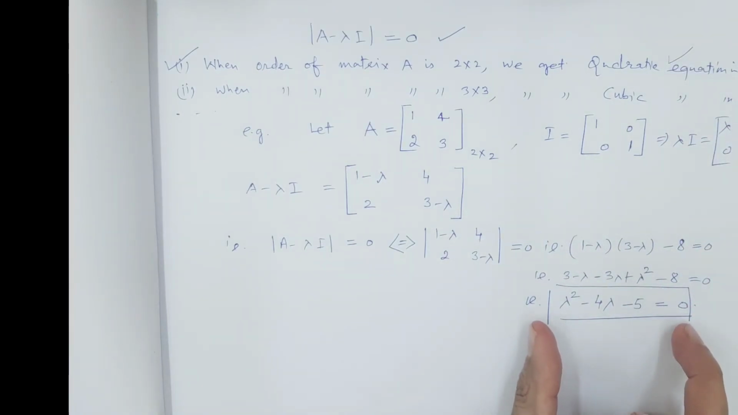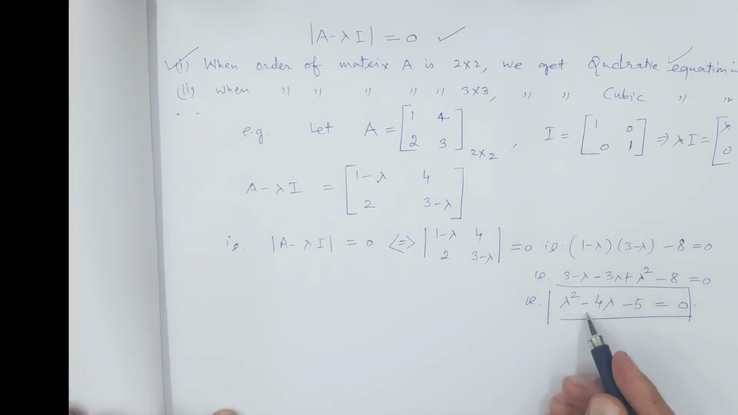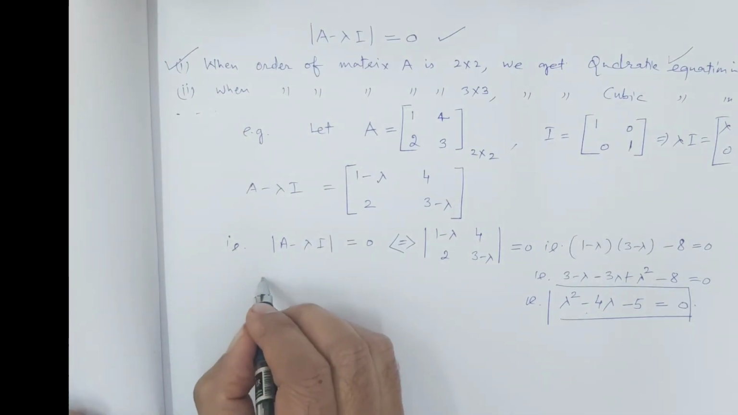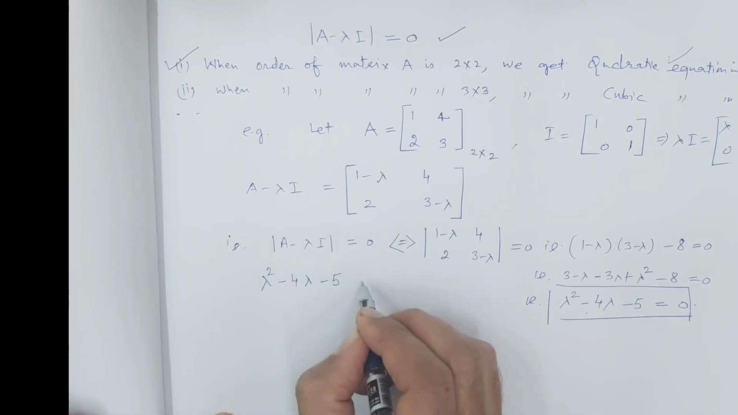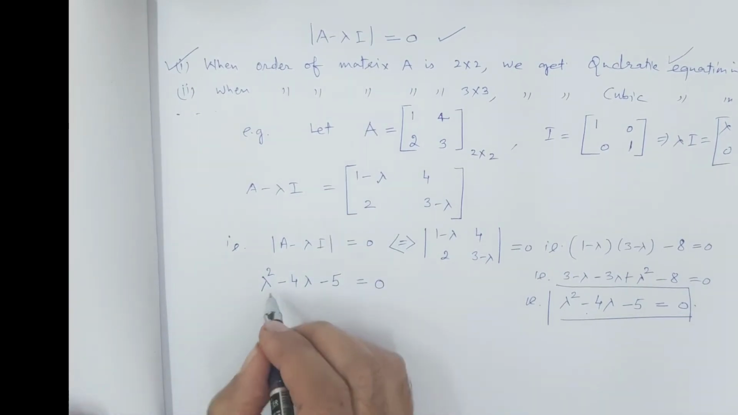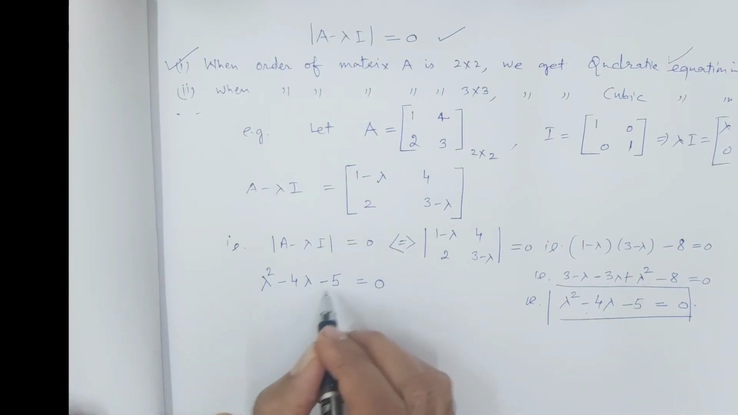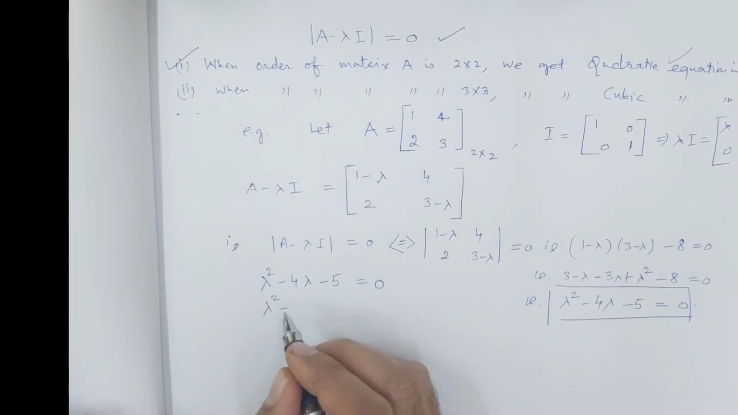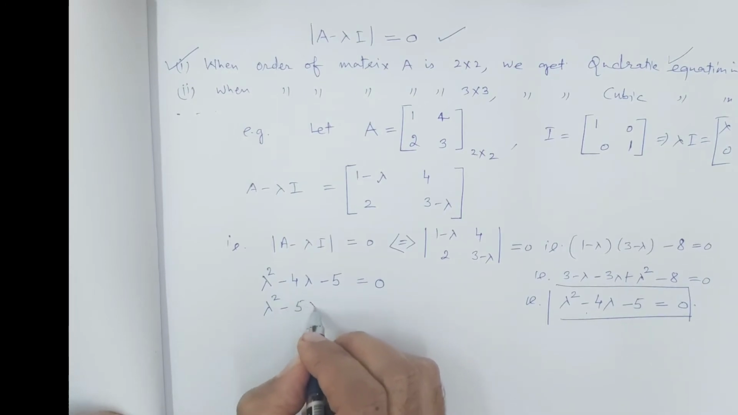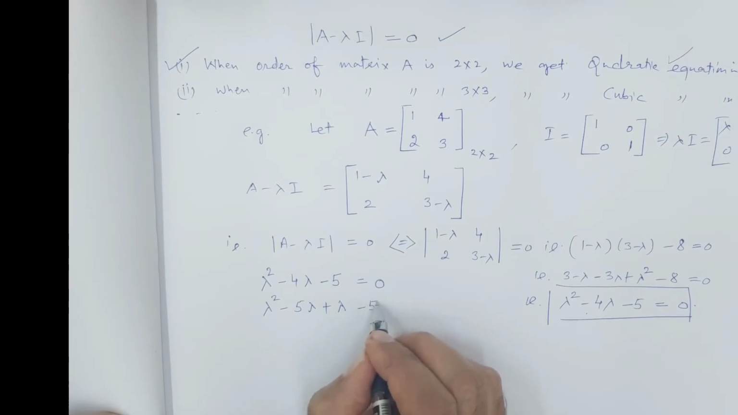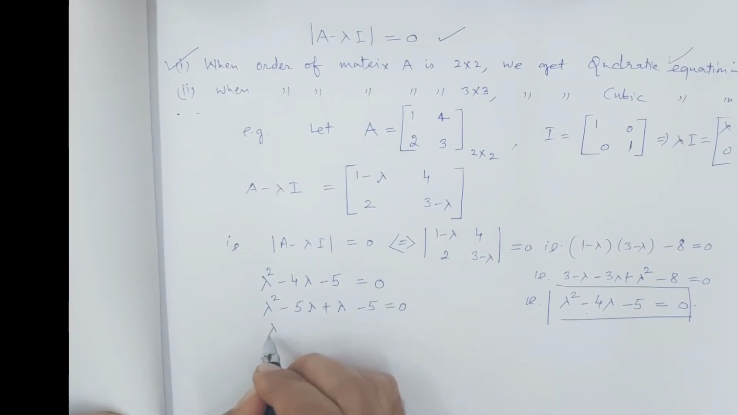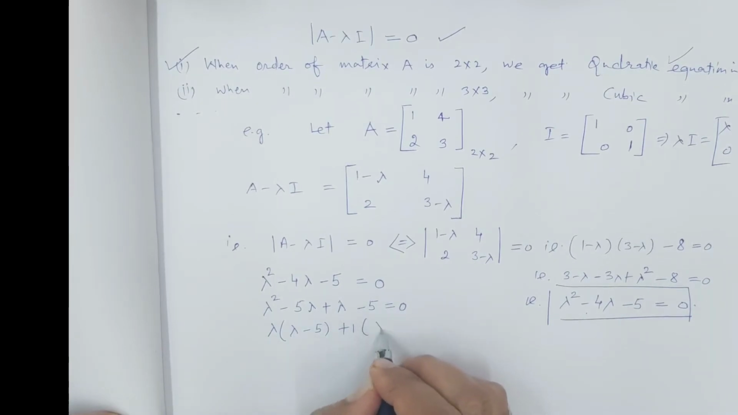अब quadratic equation को solve करते हैं by factorizing it and we can solve it. अब ध्यान से देखें. lambda square minus 4 lambda minus 5 equal to 0. Middle term splitting: minus 5 lambda plus 1 lambda. This becomes lambda square minus 5 lambda plus lambda minus 5 equal to 0. Lambda को common ले लो. Lambda minus 5 plus 1 is taken out. Lambda minus 5 equal to 0.